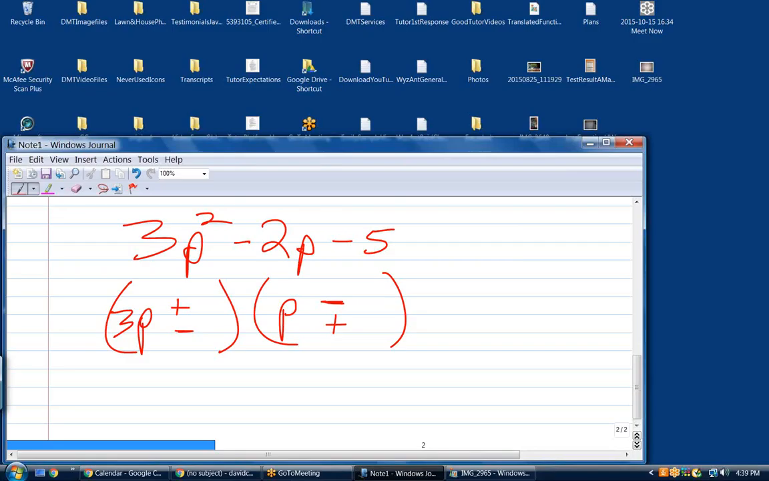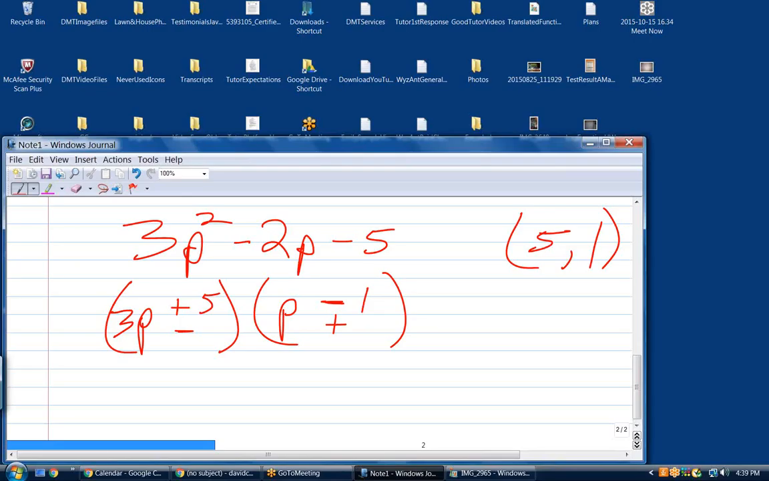Now, the last step's fairly straightforward. What are factors of 5? Just 1 and 5. Yeah, 5 and 1. Now you have a trial and error situation. We don't have very many factors to try. It's either going to be 5, 1, or 1, 5, with the signs either way. There's only 4 situations that can happen. So let's start by trying 5, 1. And at this point, it's totally random as to where you start.